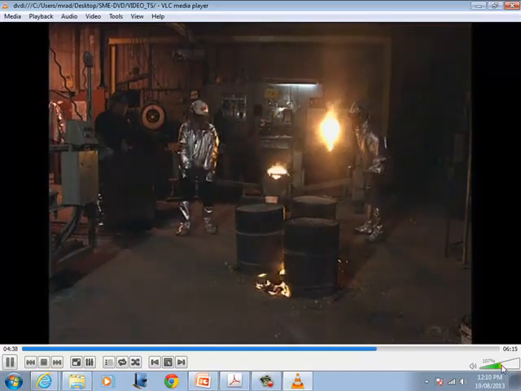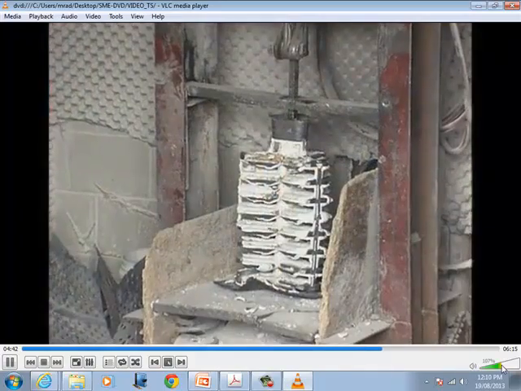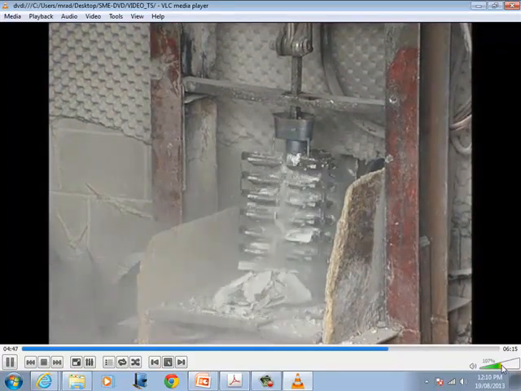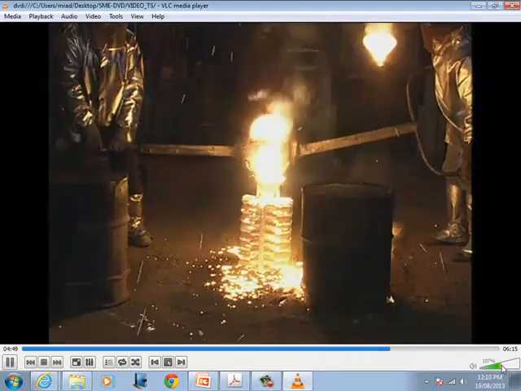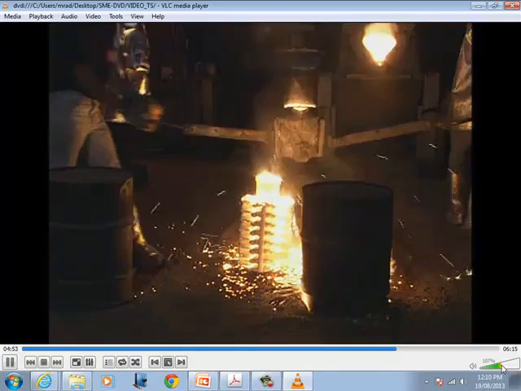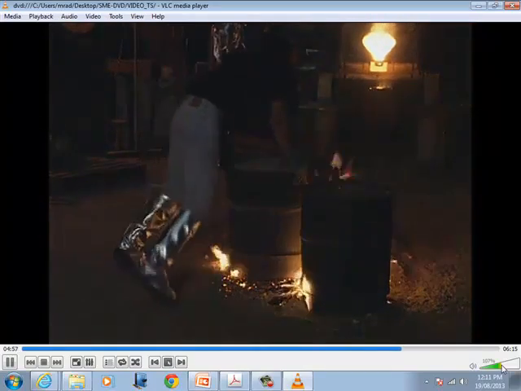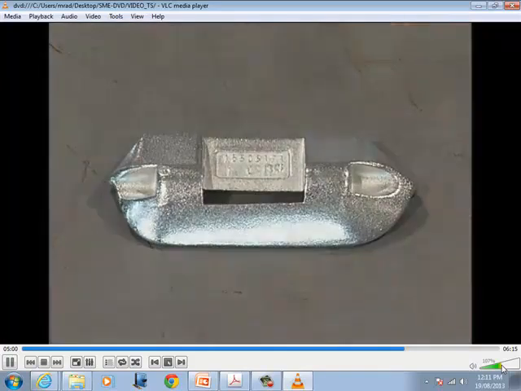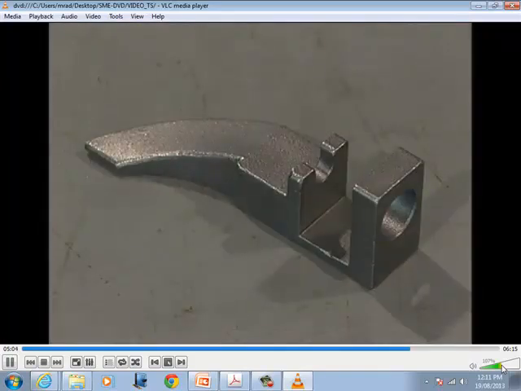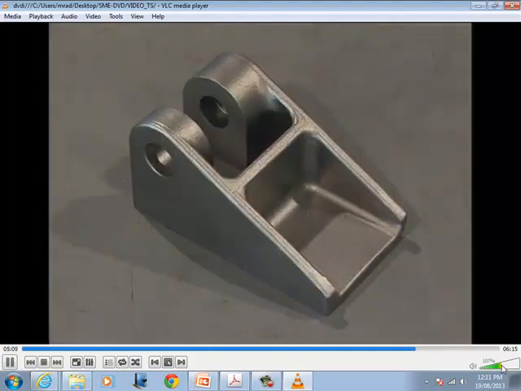Both ferrous and non-ferrous metals can be investment cast. Once the metal has solidified, the mold is broken and the casting removed. The main advantage of investment casting is the complexity of shapes that can be cast to close tolerances, thin walls, and smooth finishes. Most investment cast parts weigh less than 4.5 kilograms. However, parts weighing over 100 kilograms are also made.